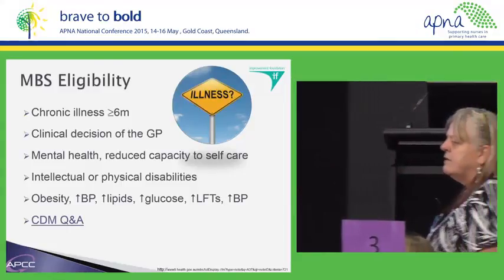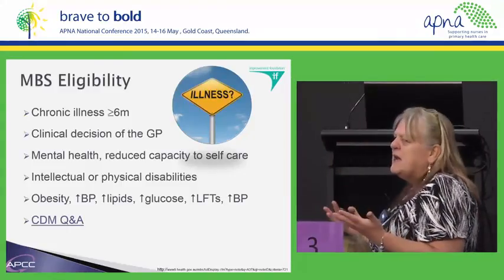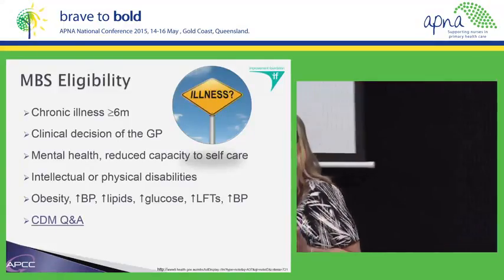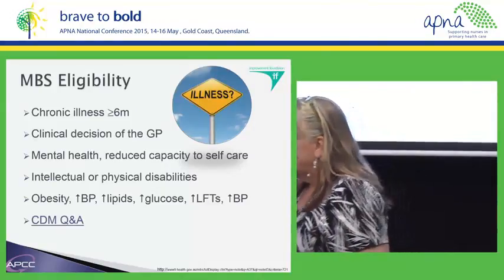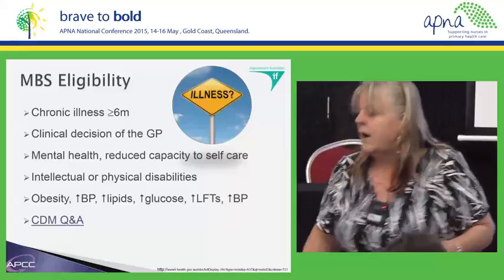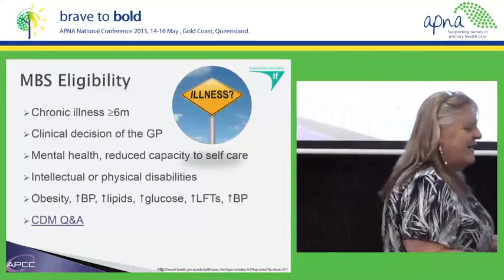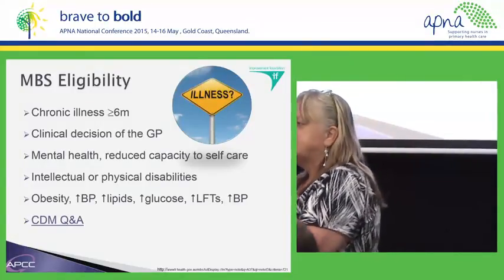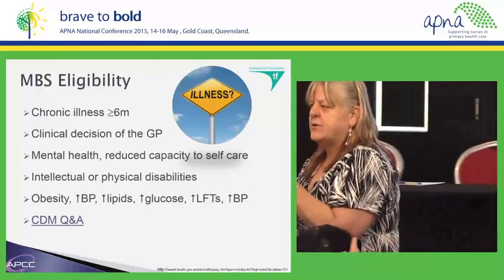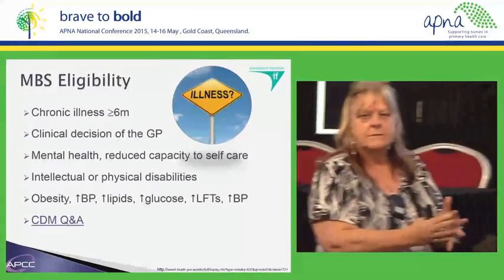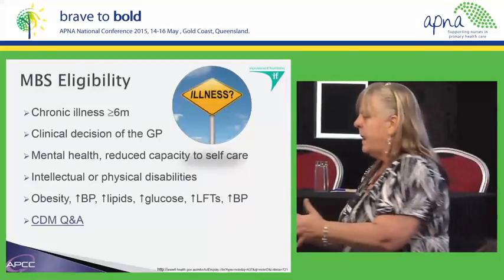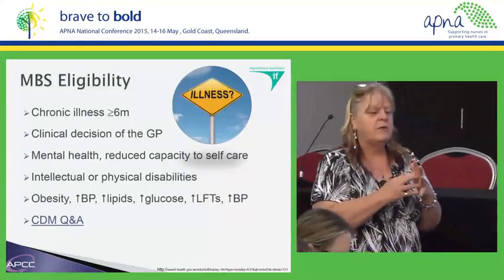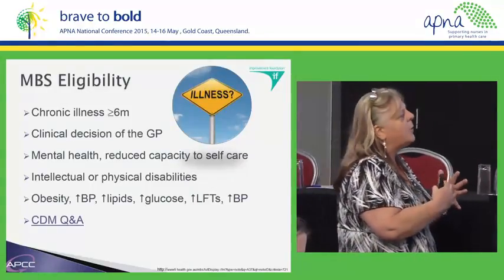Hypertension, increased lipids, impaired glucose, impaired liver function tests. What happens when you develop a fatty liver? So what does a fatty liver lead to? Leads to cirrhosis. What does cirrhosis lead to? Liver cancer. Yep. So all these things that might not be textbook illnesses are really impacting on our population.